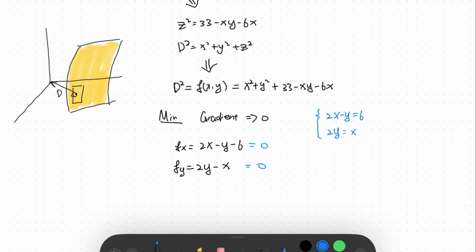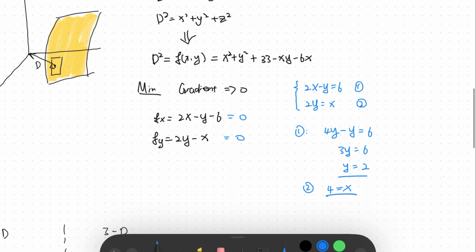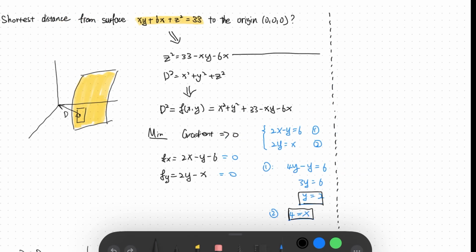So we label them as the first and the second equation. And then we can substitute x = 2y into the first equation, which gives us 4y - y = 6, which is 3y = 6, and y will be equal to 2. And plugging y = 2 into the second equation, we have x = 4. So now we have our x and y coordinates, and now we're going to find the z coordinate.